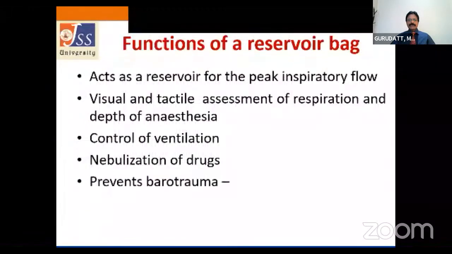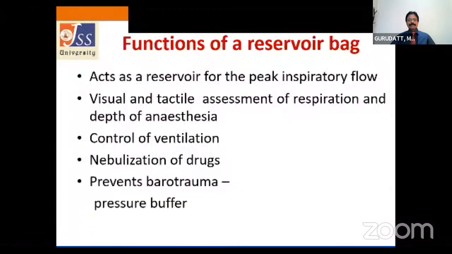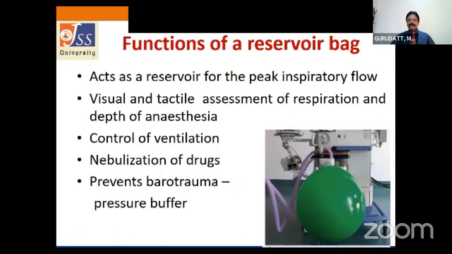Another most important thing is it acts as a pressure buffer and prevents barotrauma. Whenever there is an obstruction beyond the system towards the patient, and pressure gets built up, this pressure should not be transmitted to the patient. That's how the presence of the bag will prevent this. You can see here the bag is distending.